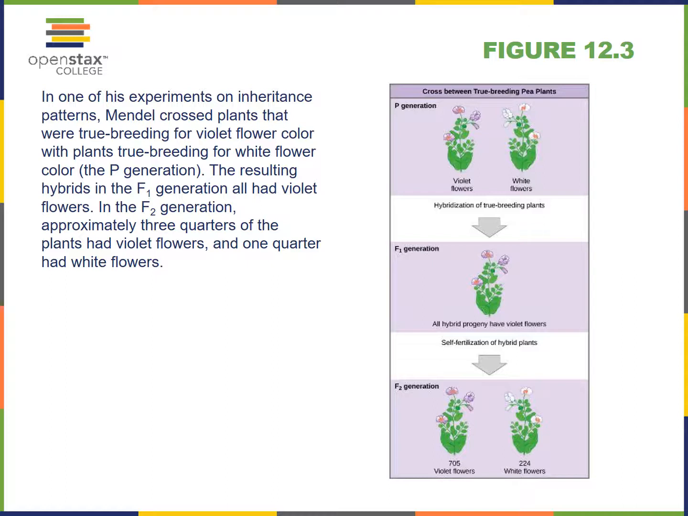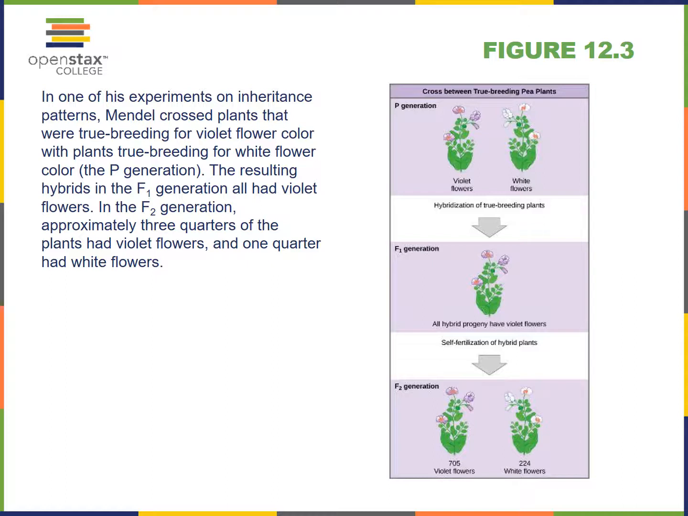It's the characteristic that you're looking at. Other examples would be flower position, plant height, seed texture, seed color. And then the trait would be the variations in that characteristic.